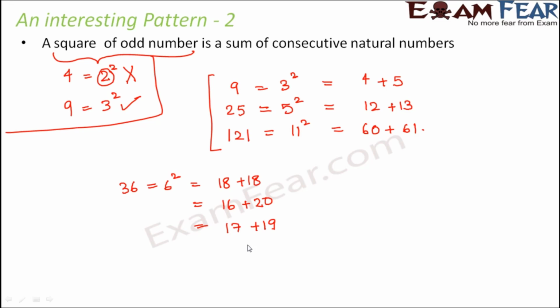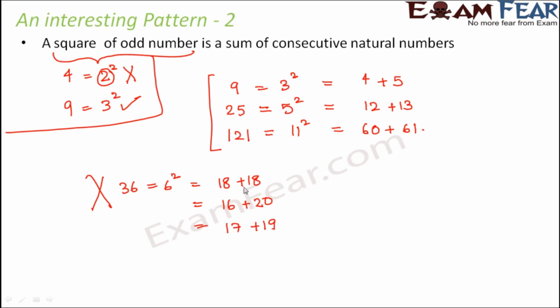So these are the various options. In fact, there are many more options in which you can write 36. But you will never come across an expression where 36 is written as a sum of two consecutive natural numbers. 16 and 20 are not consecutive. 17 and 19, again, are not consecutive. 18 and 18 are equal and not consecutive. So therefore, for squares of even natural numbers, this rule doesn't hold true.